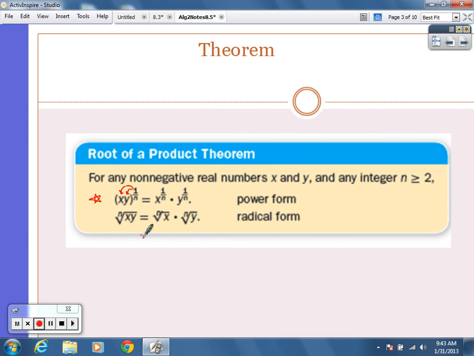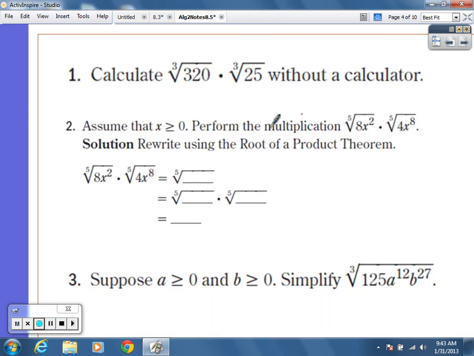The same thing is true when you have radical form. The nth root of x times y is the nth root of x times the nth root of y. And this is very, very helpful whenever you are simplifying radicals. Okay, let's look at some examples here.